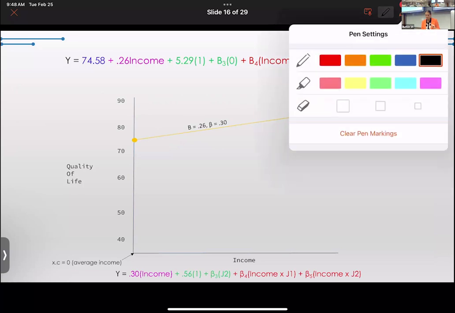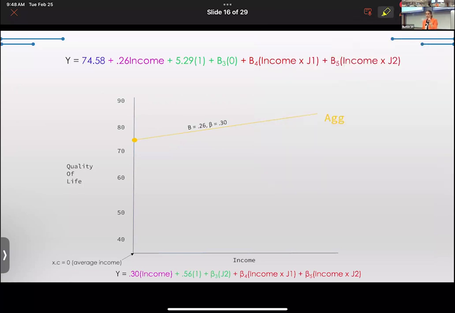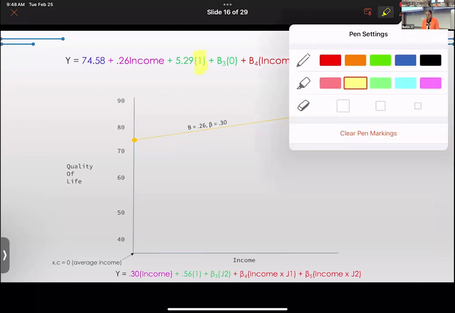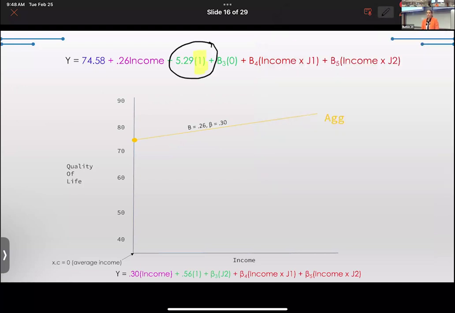So I'm going to actually go backwards here. Watch what happens here. Only happens with categorical variables. I plug a 1 into J1. What does this term become? A constant, a number, right? It's not a slope, it's a number. So where can it go? It can only get added to the intercept.